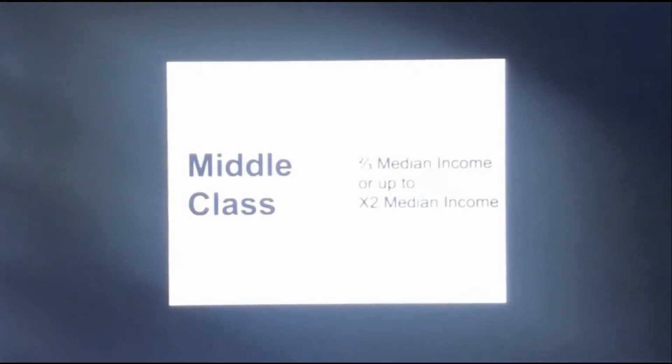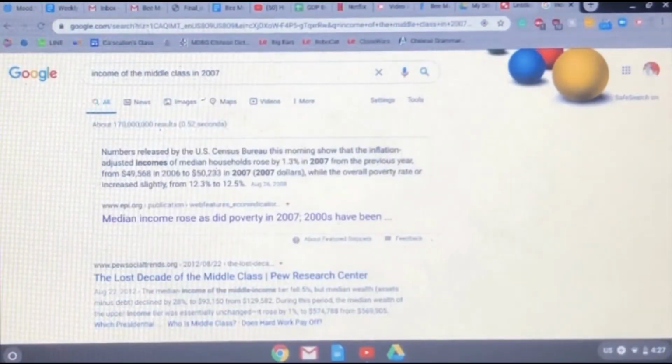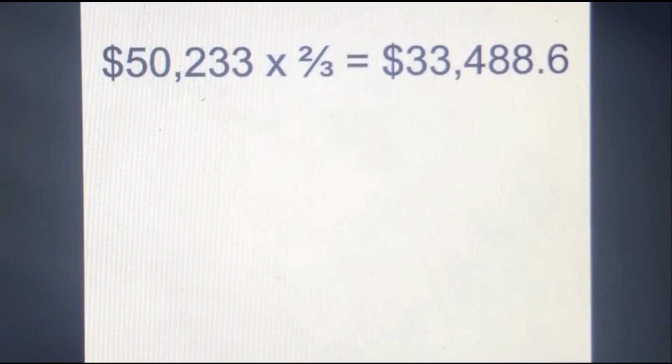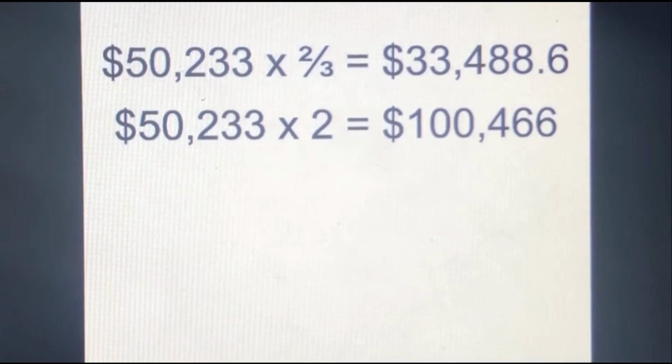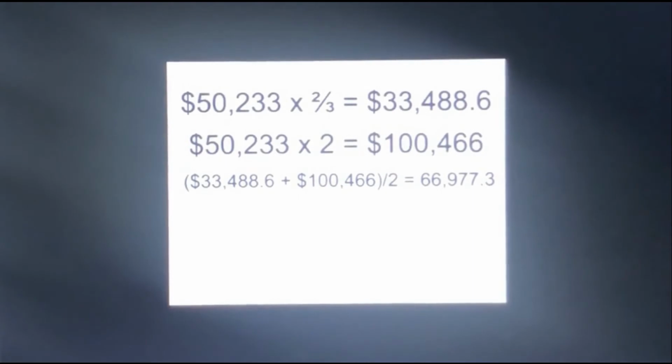So middle class is defined as 2/3 or double the median income, and the median income of 2007 was $50,233. So 2/3 of that would be $33,488.6, and double would be $100,466. To find the average, we simply add them, then divide by 2. So we add them to get 133,954.6, and then divide it by 2 to end up with 66,977.3.